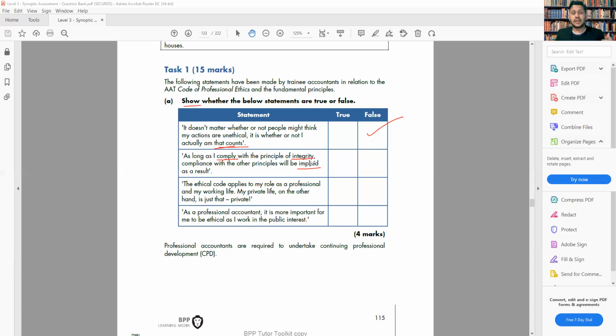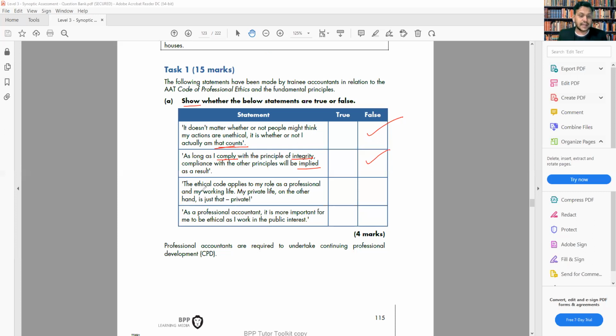So we have PICOC, isn't it? You have to remember that we have integrity, objectivity, confidentiality, professional competence and due care, and professional behavior. All these 5 are of the same importance. I just cannot follow integrity and not follow the other 4. It's not like the other 4 will be automatically implied if I'm a very honest person. So it's not true. So it is also false.